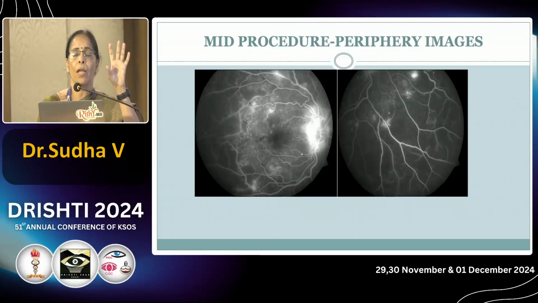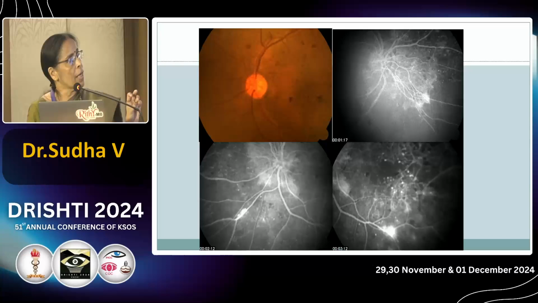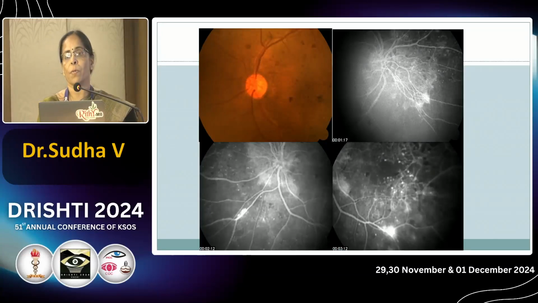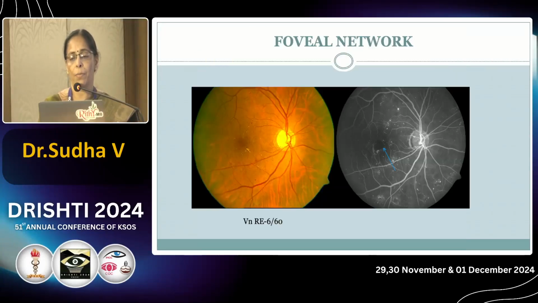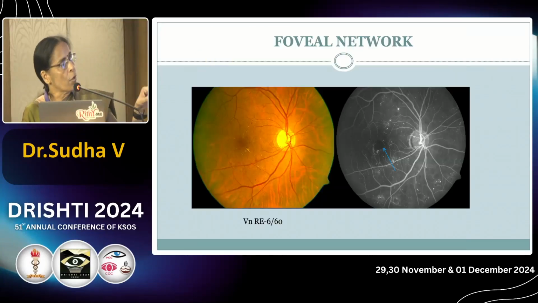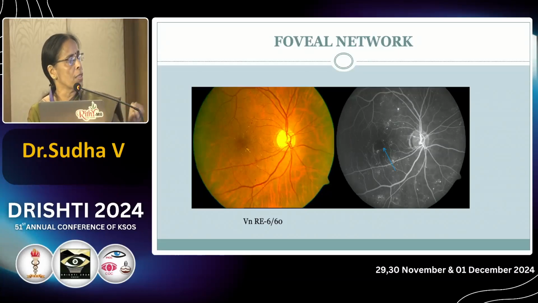Also, in the mid procedure, you can take peripheral images, which you should, because there also you can identify the blooming hyperfluorescence which is occurring. That is the NVE. Now, sometimes when you cannot see anything in the fundus picture, this is not a very good quality, but still you are not able to see anything. But as you take those 4 pictures, you can see the beautiful NVE and NVD which is coming up.